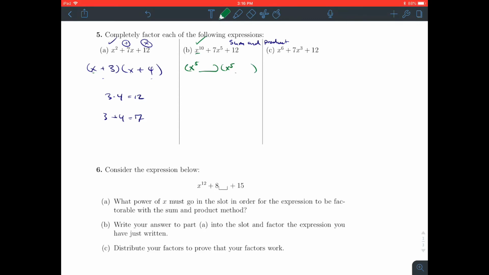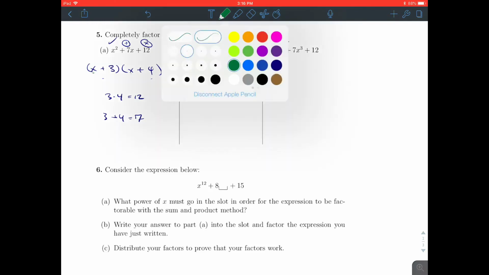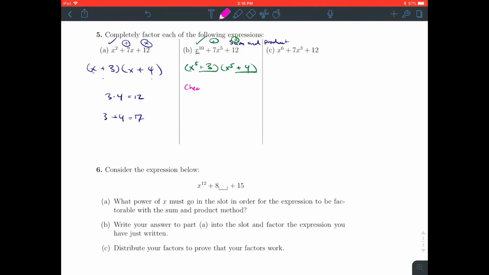So let's pretend that the rest of it is just regular sum and product. Multiplying to 12, it's got to be 3 and 4. Sorry, multiplying to 12 and adding to 7. Let's see, do we need to have an x here, maybe, or an x here? Let's check it by distributing. So I'm going to do a check down below.